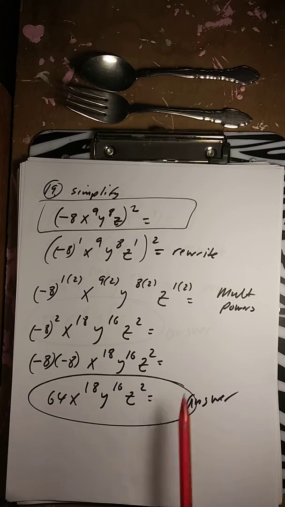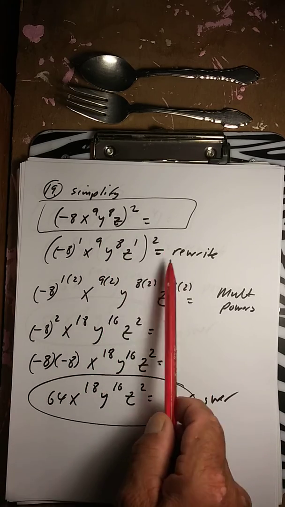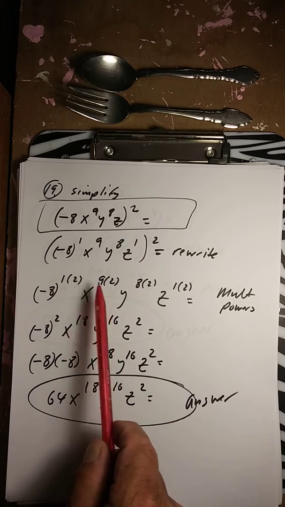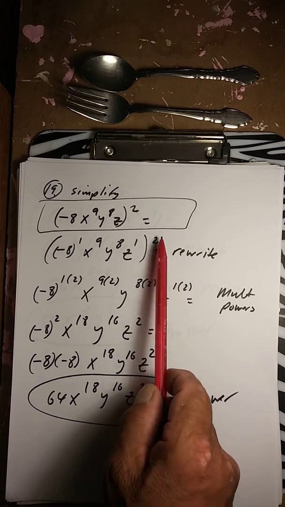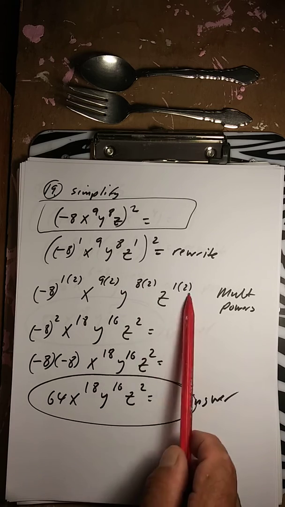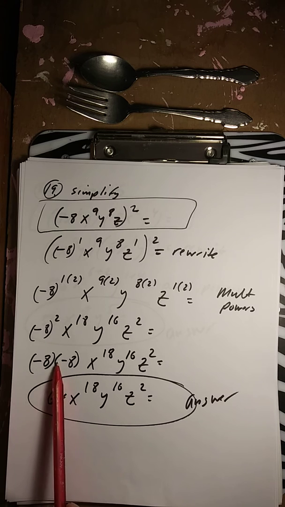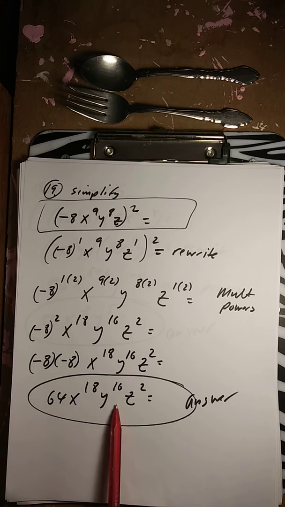This one, let's rewrite it. Put a 1 power here, and a 1 power there. Now, multiply the powers. So 2 times that, 2 times that, 2 times all the powers. So now 2 times that is 2. That's going to be 18, 16, and 2. Negative 8 to the second means twice. Negative 8 times negative 8, rewrite it. That's negative times negative is a positive 64. X to the 18, Y to the 16, Z squared.